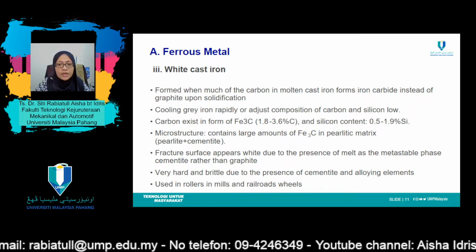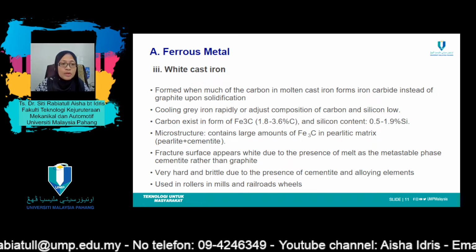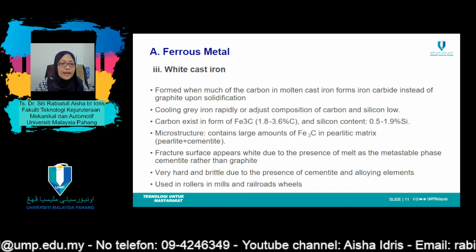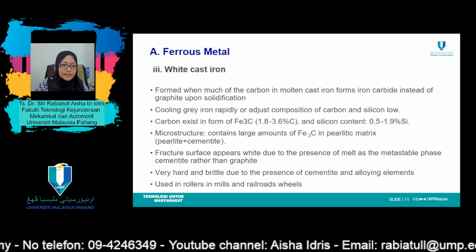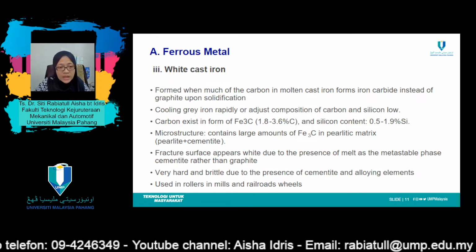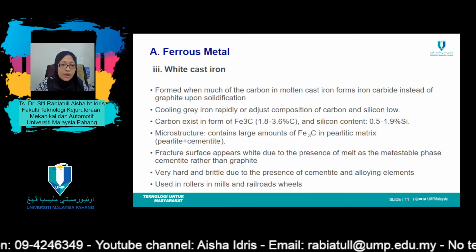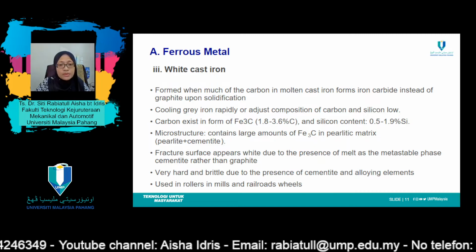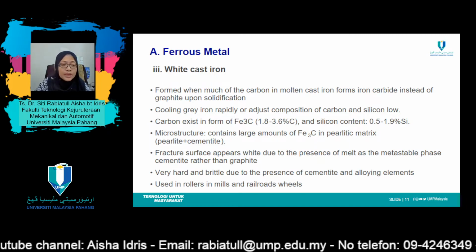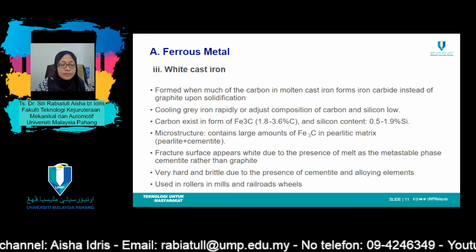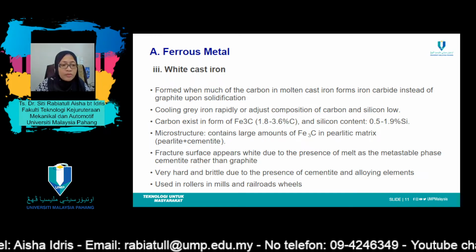Next is white cast iron. For low silicon cast iron and rapid cooling rates, most of the carbon exists as cementite instead of graphite. The fractured surface of this alloy has a white appearance, and thus it is termed white cast iron. So that's how the name is used for these types of alloys.